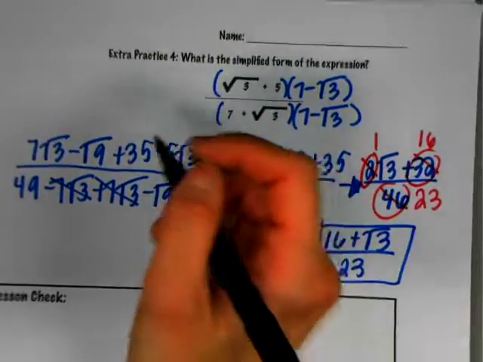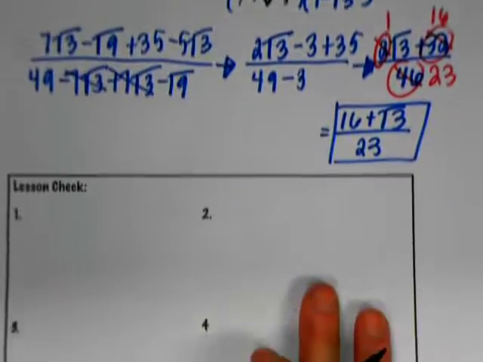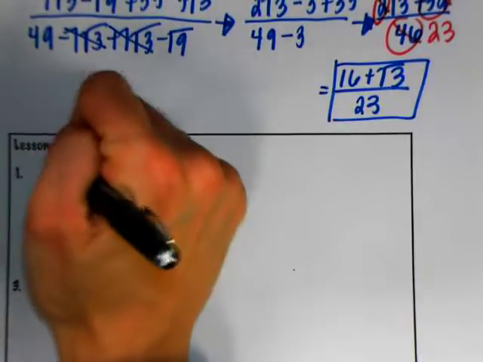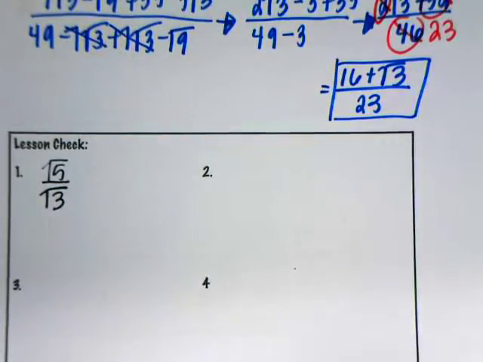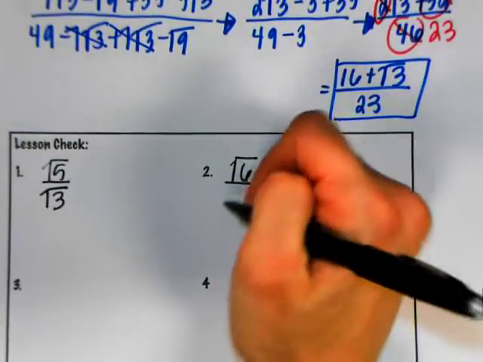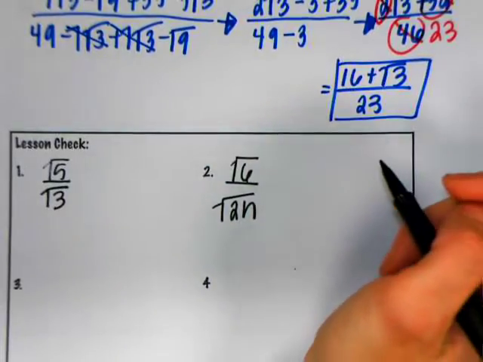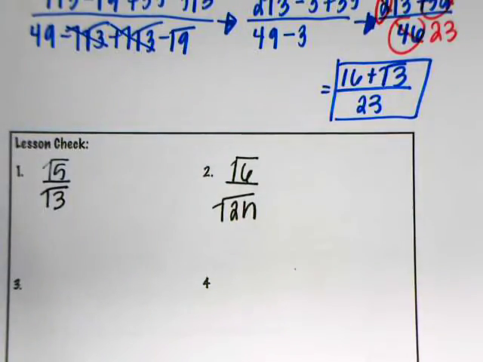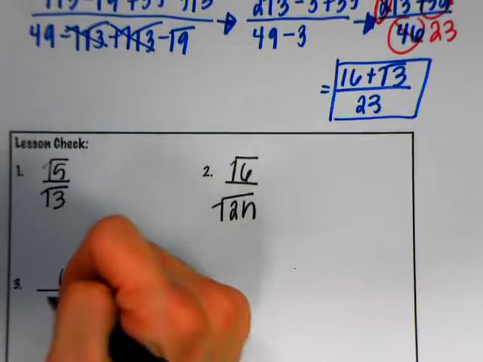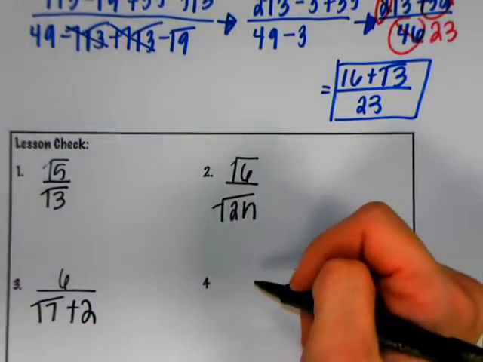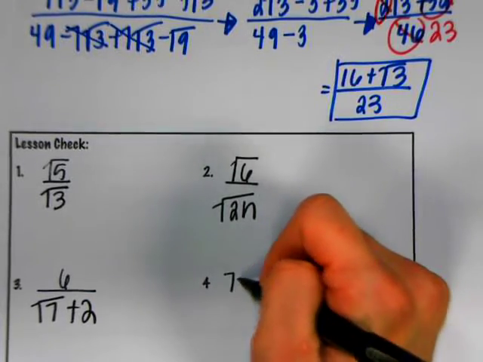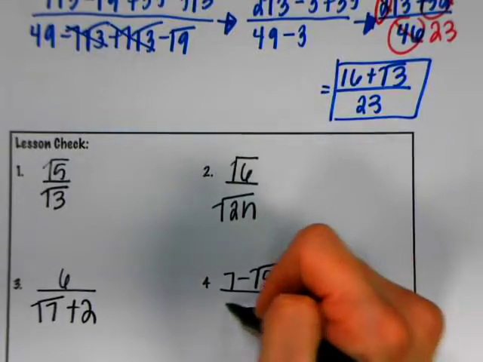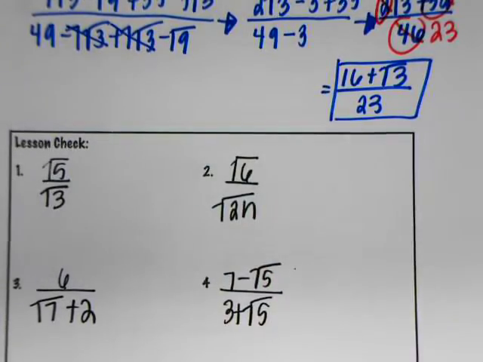All right, number 1 for the lesson check is radical 5 over radical 3. So you're trying to rationalize the denominator. 2 is radical 6 over radical 2n. 3, 6 over radical 7 plus 2. And then 4 is 7 minus radical 5 over 3 plus radical 5. So go ahead and pause the video and do these, and I'll put up the answers right now.